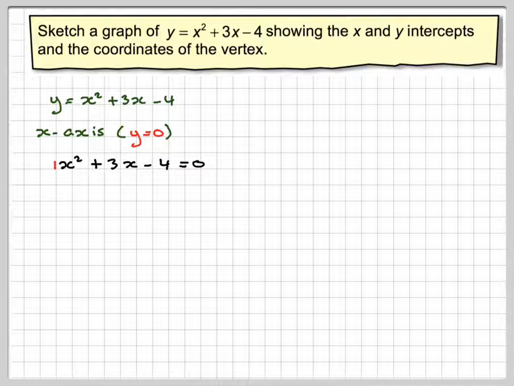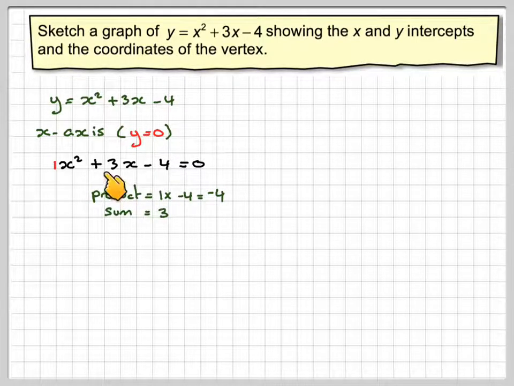And what we do is the product. So the product is the number in front of x squared times the very last number, which is minus 4. And you have to take into account the signs as well. So we've got 1 times minus 4, which is minus 4. Then we have a thing called the sum. And that's just going to be the middle number, taking into account the sign in front of it as well.